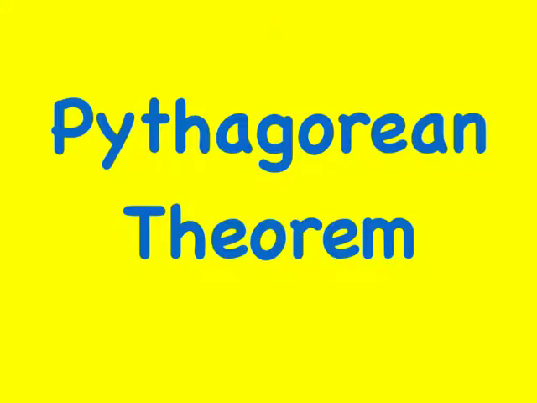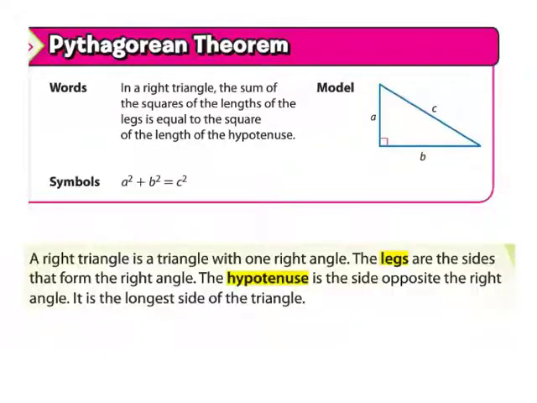Okay, we're going to talk about the Pythagorean Theorem, and this has to do with right triangles. In a right triangle, the sum of the squares of the lengths of the legs is equal to the square of the length of the hypotenuse. The legs we call A and B, so this is a leg and this is a leg. They form the right angle.